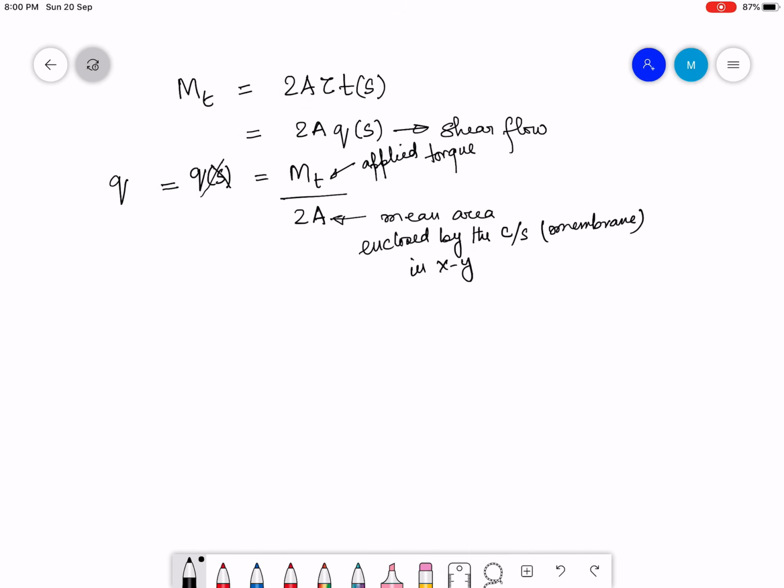What is shear flow? Let me repeat. Shear flow is the product of the shear stress and the thickness of the cross section at that point. Though the shear stress can be a function of s, and the thickness can be a function of s, the product of the two, which is called the shear flow, is not going to vary for a closed cross section thin walled shaft under a given applied torque. Okay, this is a very important thing.